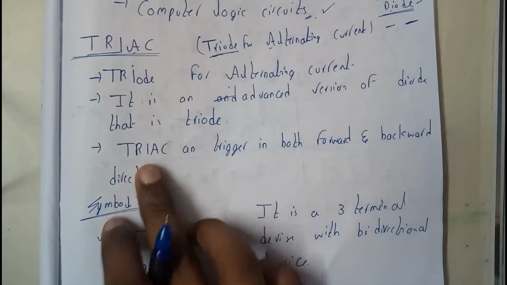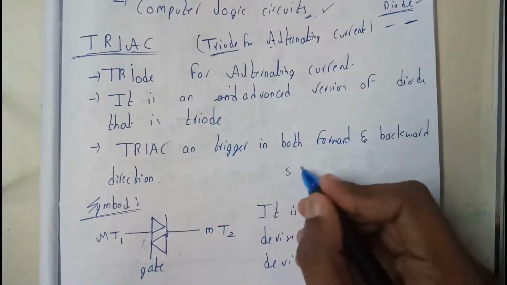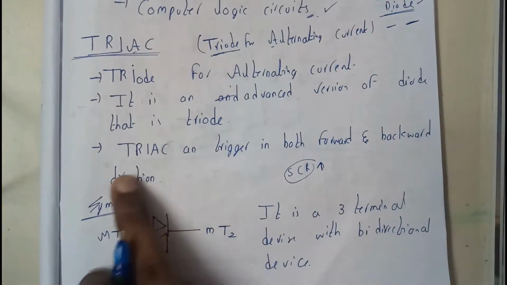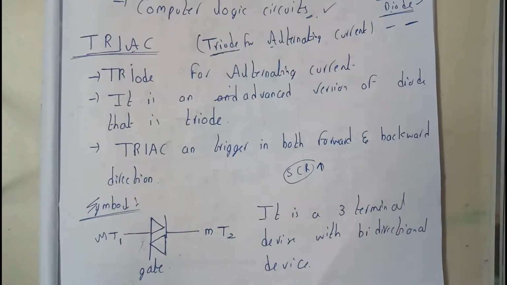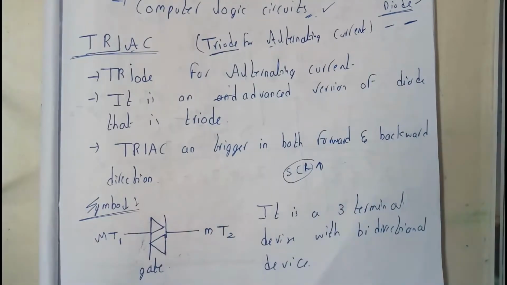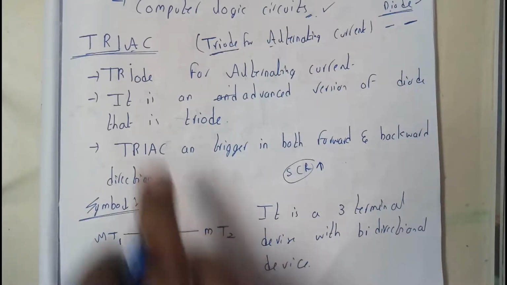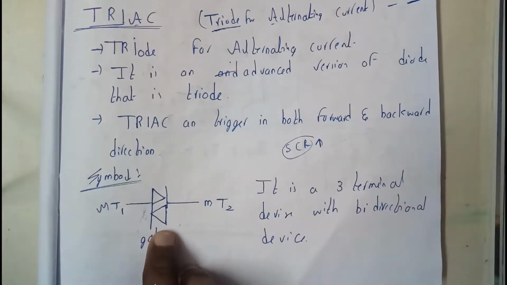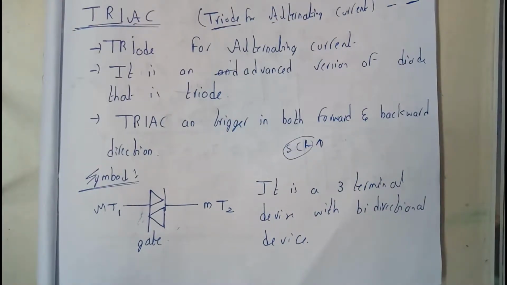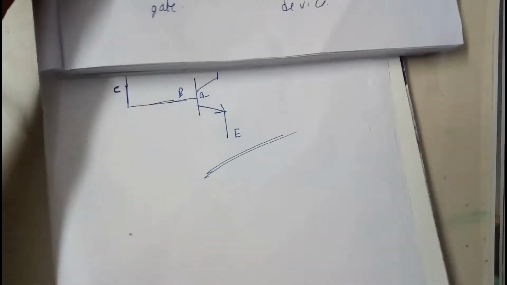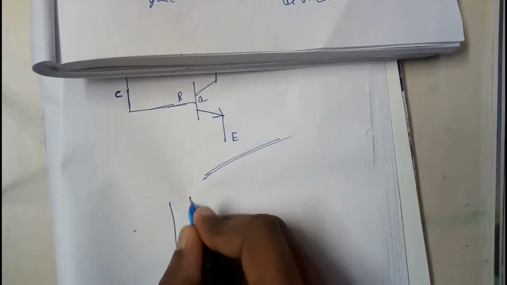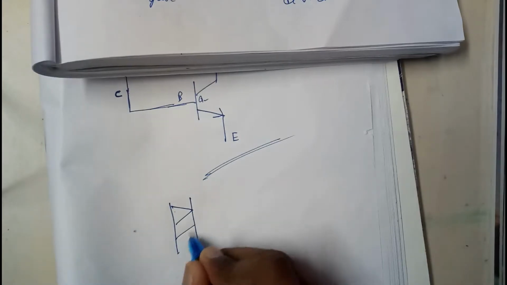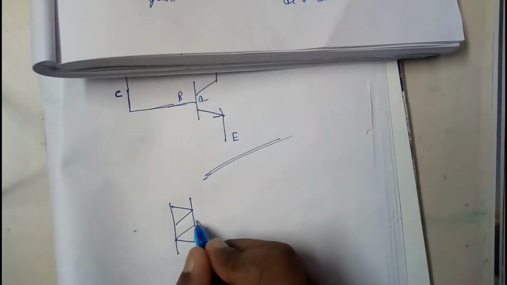In the previous tutorial we have gone through SCR, right? SCR is a unidirectional device guys, whereas triac is a bidirectional device in which both forward and backward direction is possible. So it is a triac, placing one PN diode with another PN diode. If you want to draw this really easily, just draw two lines. First make a PN diode in this way and a PN diode in the opposite way. That's it, it's done guys.